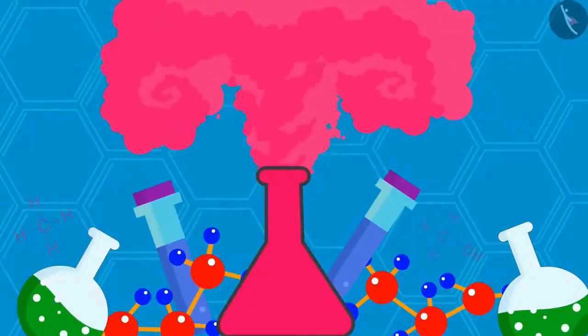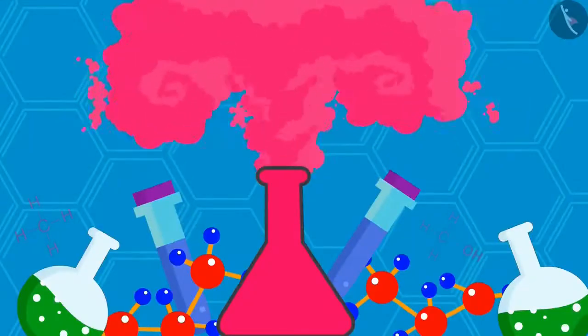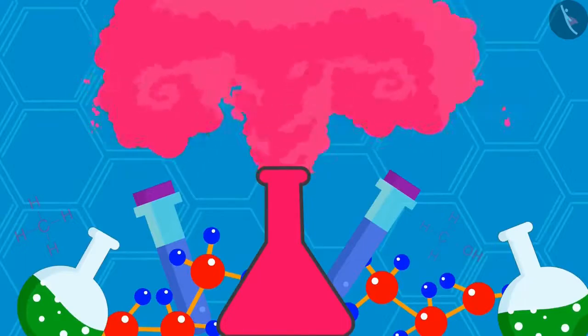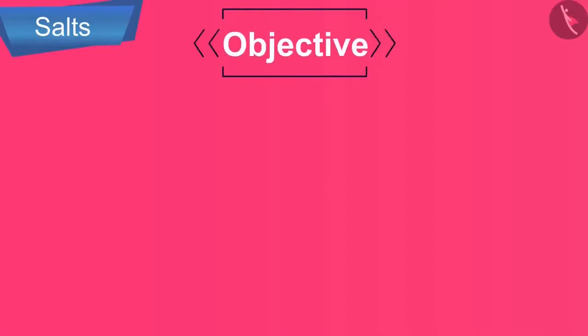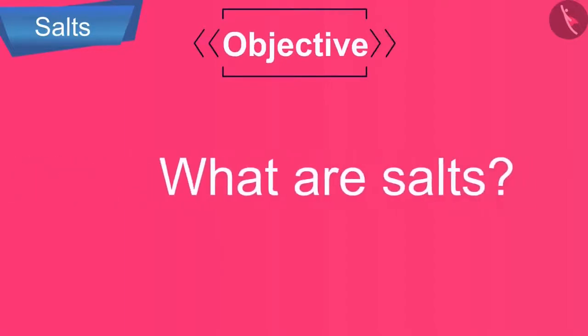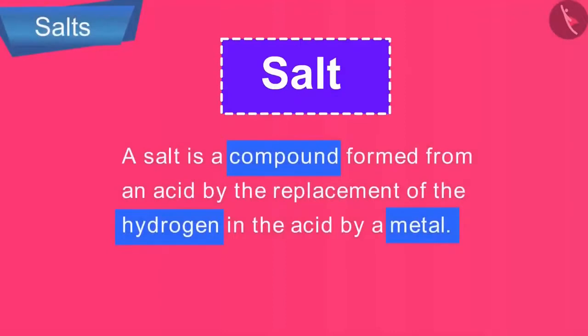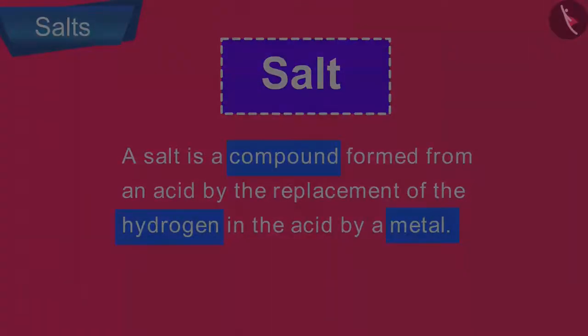To this video session, the topic that we are going to cover in this session is salts. First of all, we will try to understand what salts are. A salt is a compound formed from an acid by the replacement of the hydrogen in the acid by a metal. We will understand more about salts in detail.